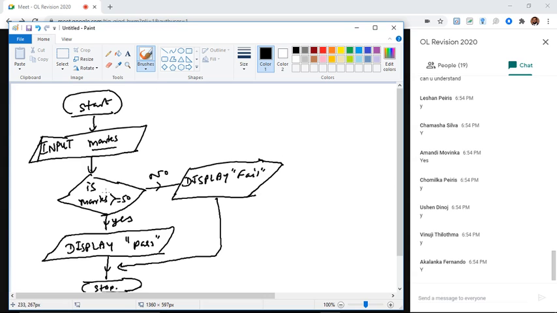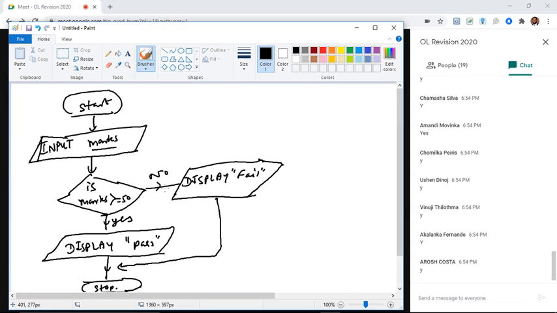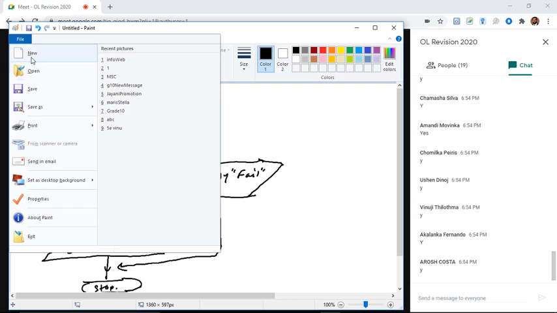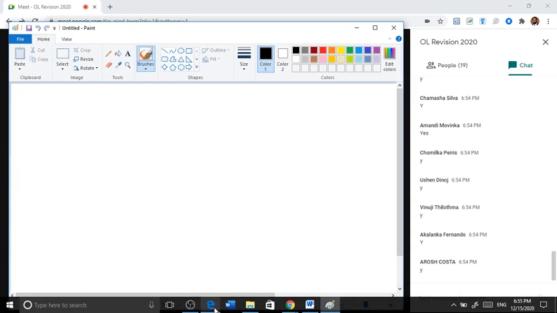Start, input marks, is marks greater than or equal 50, yes, display pass. Stop. If it is no, display fail, and you are displaying here the result of the student. You have input the marks, according to that you have displayed the result, and now you are stopping. So these are the basics. So many basics you are applying in your question paper.